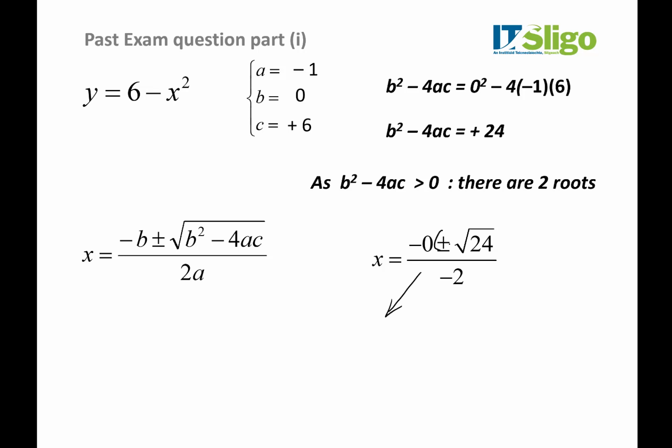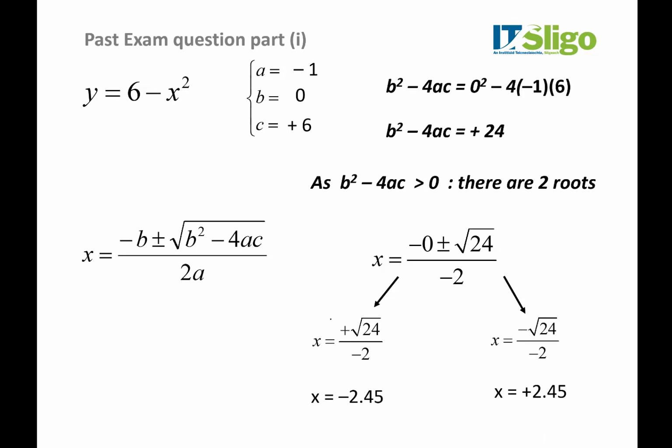I assume it's a positive, and I work that out. And then I put a minus in between them, and I work that out. That's what gives me two separate answers. So looking at the positives first. Minus 0, well, that's just 0, plus the square root of 24 over minus 2. It's a negative value. Positive over minus gives me a negative. Or else I put a minus in front of the square root of 24, and that gives me my other root.